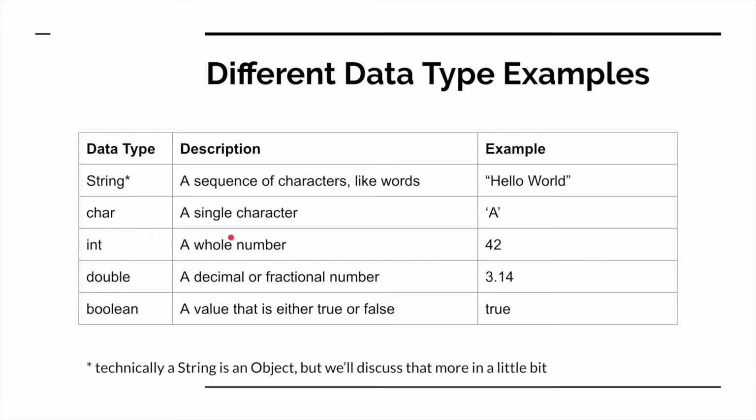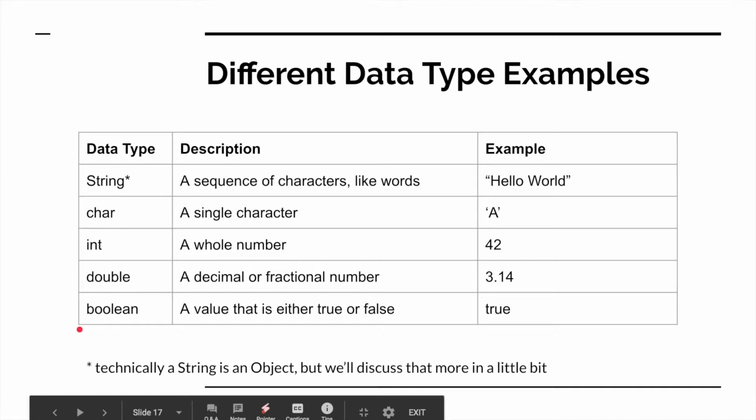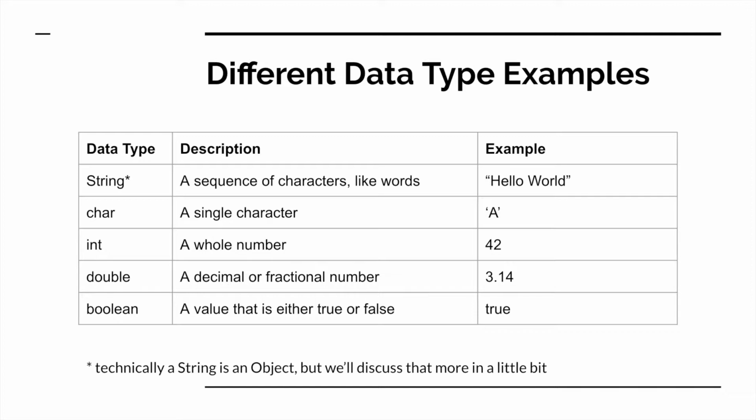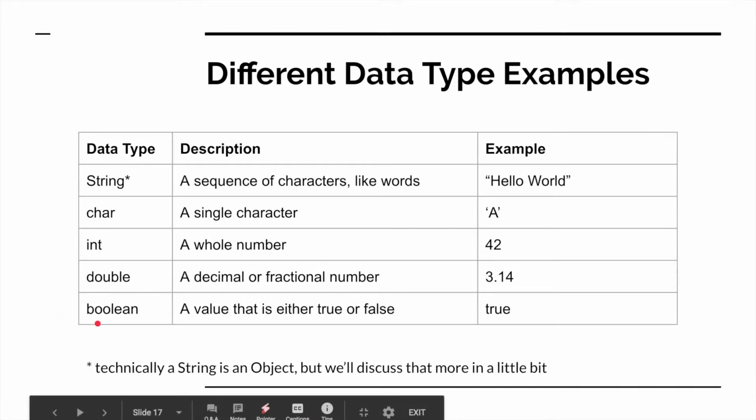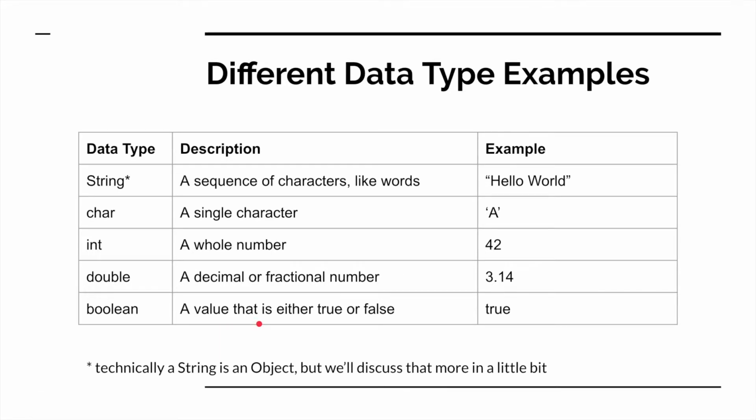Another one is an int, an integer, which means it's a whole number. Double is also another number, but it's a decimal or fractional number. And a Boolean, some people just call it a bool. In other languages, it's actually named just a bool, but in Java, it's called a Boolean. And that's just a value that is either true or false. So this one's really good for storing flags, like a light switch. Is the light switch on or is the light switch off? It's either true or it's false. It's either 1 or it's 0. You know, they all mean essentially the same thing.